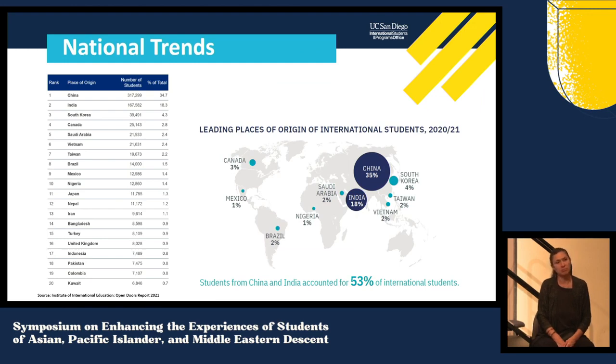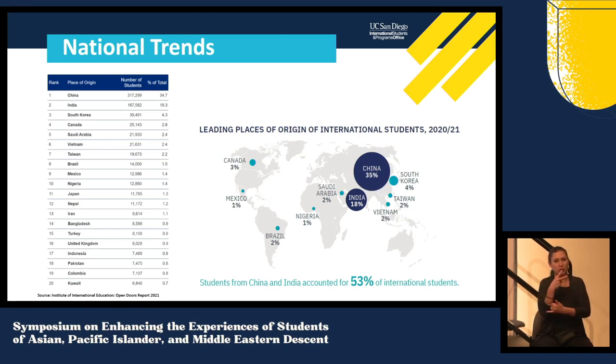Now, before I dive into what composes our international student population and which parts are of Asian, Pacific Islander, and Middle Eastern descent, I wanted to show this slide about national trends. You'll see here the leading places of origin for international students as of fall 2020 and 2021. More than 53% of the international students in the United States came from two countries, China and India. There are nearly 1 million international students in the United States, and more than 50% come from two countries.